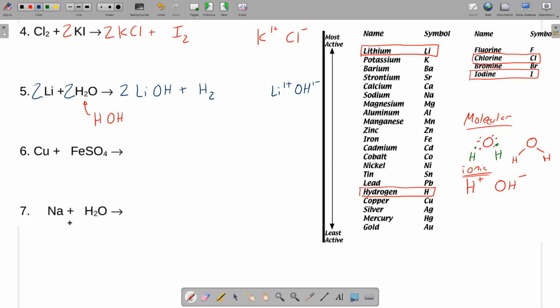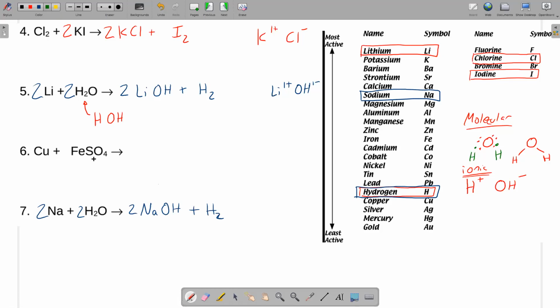So number 7 is similar, sodium and water. Sodium is also on the chart up here. Sodium is above hydrogen because it's the hydrogen in the water that gets replaced. So it's a similar reaction. It's NaOH plus H2. Hydrogen is diatomic, so it's got to be H2. And it's 2, 2, and 2. So 2 sodiums and 2 waters make 2 sodium hydroxides and a hydrogen.